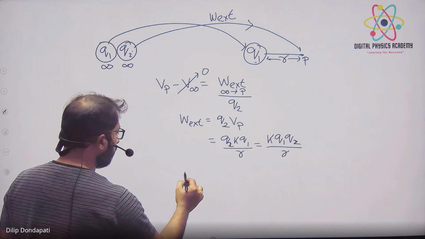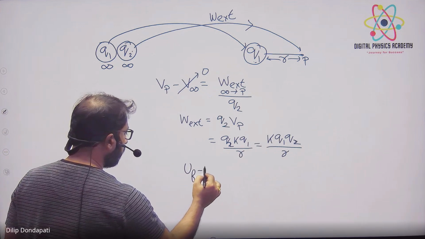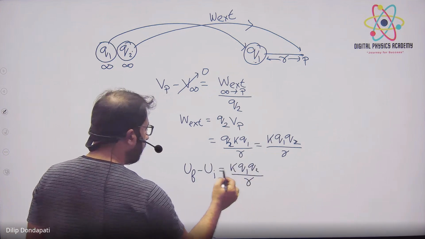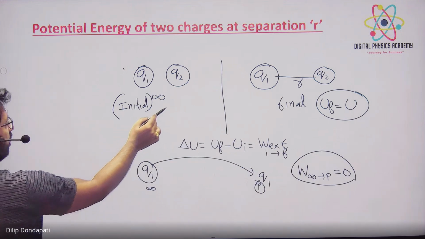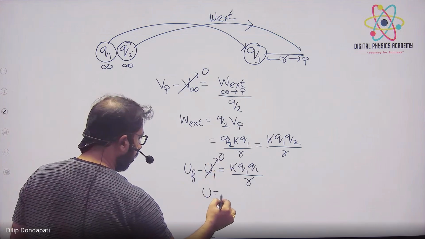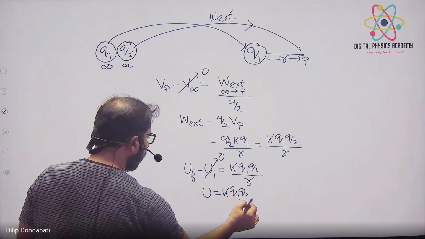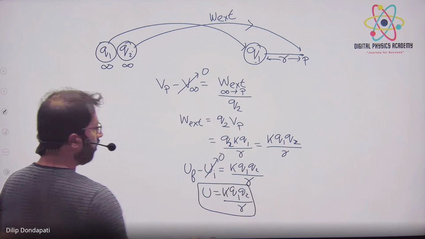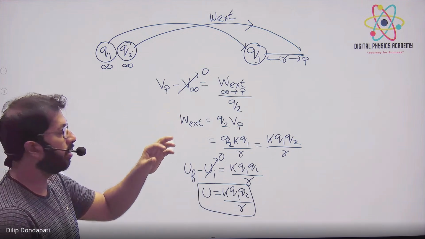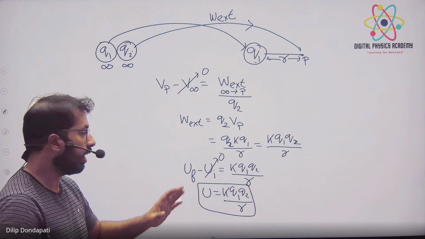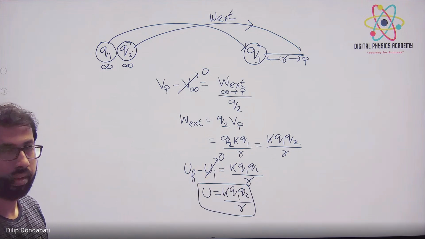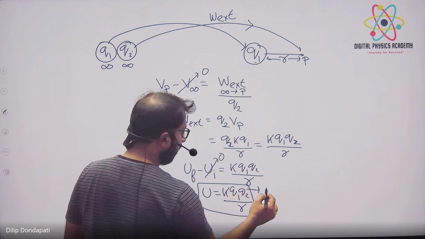And you know work done is nothing but the change in potential energy. U final minus U initial is equal to K Q1 Q2 by R. The initial configuration we took as infinity, so the potential energy is 0. Therefore, taking U final as U, U is equal to K Q1 Q2 by R is the formula for this configuration. Whenever two charges are separated by distance R, the potential energy is K Q1 Q2 by R. It is a scalar quantity, and you have to put the charges with sign.